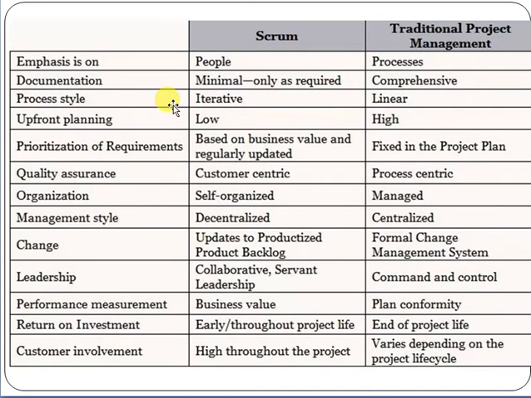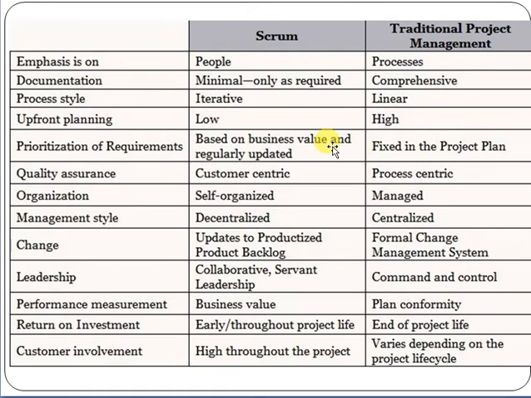Process style is iterative. Scrum works in an iterative approach. We do the adaptation, we work incrementally, and iteratively we improve things. However, the traditional approach is linear. We have to work in a sequential manner. We cannot go back once one phase has started. Planning in Scrum is low, and in traditional the planning is very high. Prioritization of requirements is based on business value and regularly updated, whereas in traditional it is fixed in the project plan.